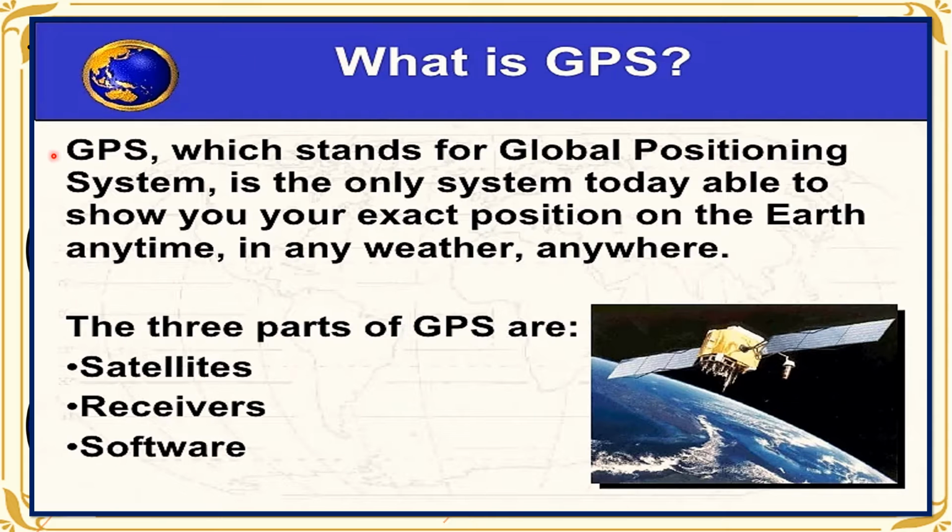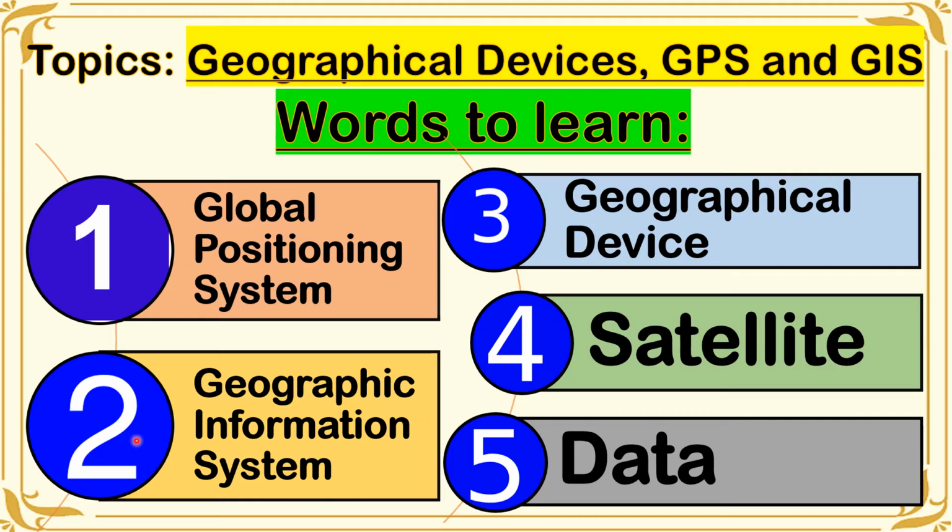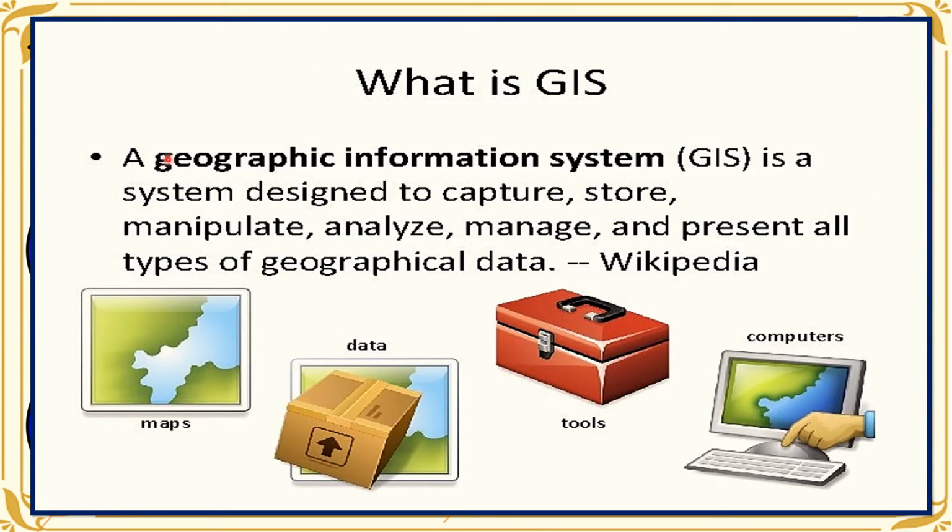What is GPS? GPS stands for Global Positioning System. It is the only system today able to show you your exact position on the Earth anytime, in any weather, anywhere. The three parts of GPS are satellites, receivers, and software. The second word is Geographic Information System. What is GIS? A Geographic Information System, or GIS, is a system designed to capture, store, manipulate, analyze, manage, and present all types of geographical data, like maps, data, tools, and computers.